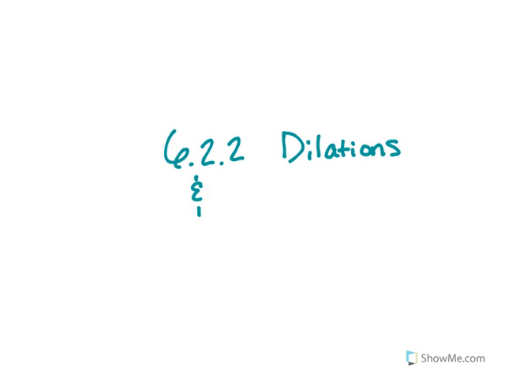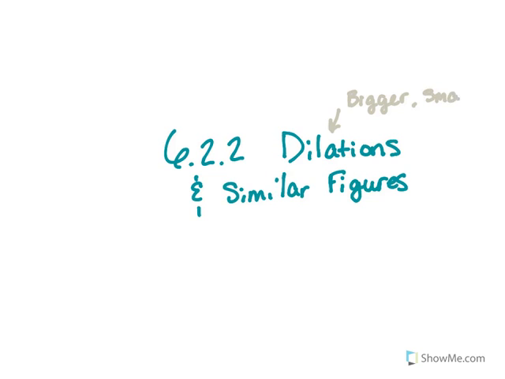Okay, today we're doing 6.2.2, which is dilations and similar figures. Remember that dilations can be bigger, smaller, or the same. Most people just think of bigger because when you get your eyes dilated, your pupils get bigger, but it can actually be any of those three.